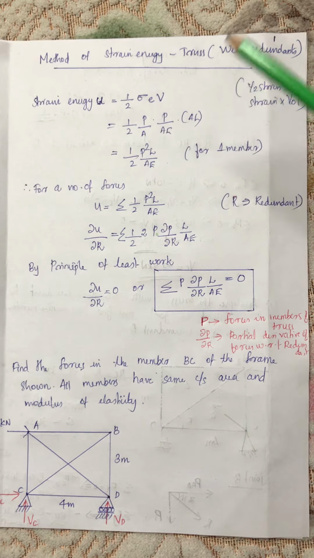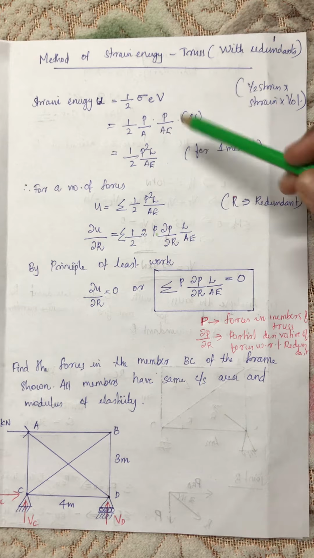Okay, this equation is for only one member, and for a number of forces in a truss we can just take the summation, that is U is equal to summation of half into P square L by AE. Then what is the method of least work? It states that the partial derivative of strain energy with respect to the redundant is equal to 0. So this is the equation for strain energy.